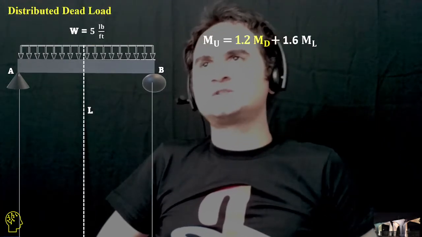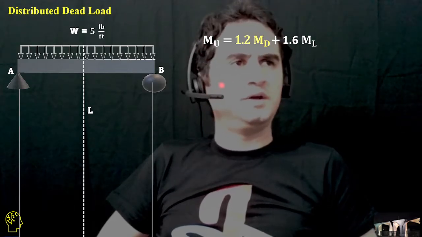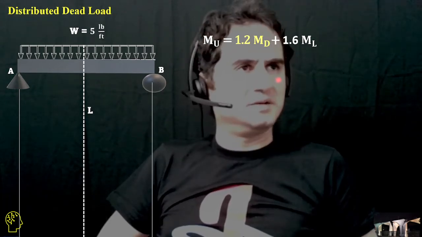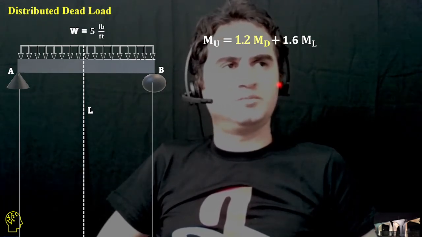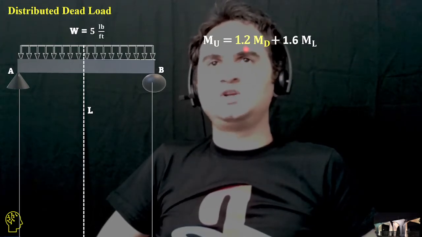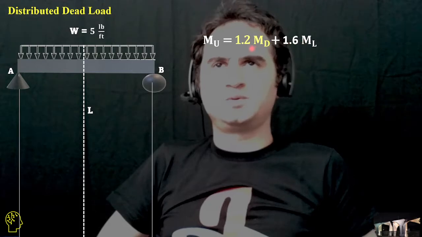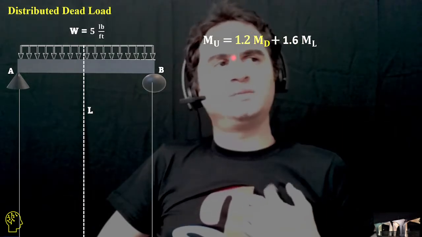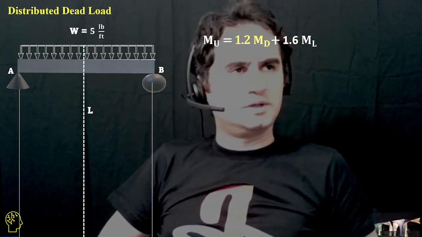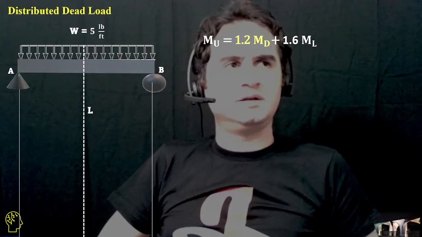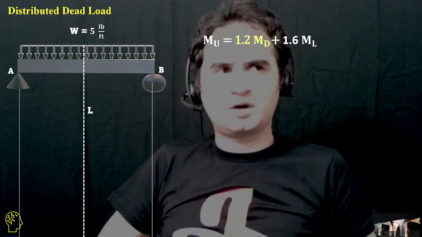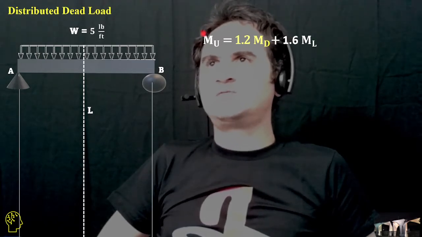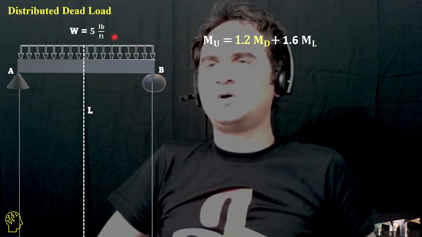Let's solve the problem. First of all, we know Mu, the ultimate moment, is a combination of dead moment plus live moment, because we are solving based on the moment capacity. That's 1.2 dead moment plus 1.6 live moment. So we need to calculate the moment for each of those parts.